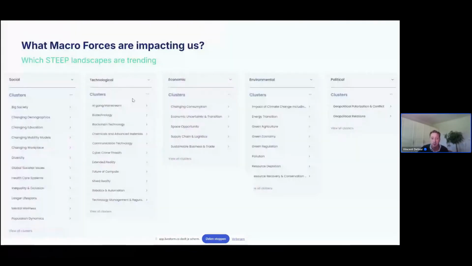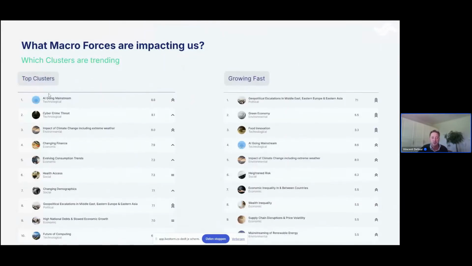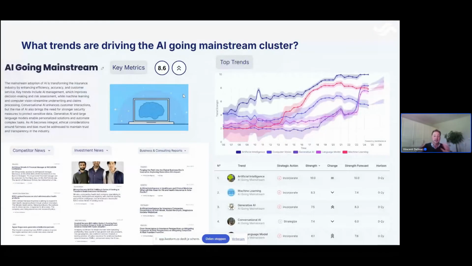We're monitoring all these macro forces impactful on insurance. We have a radar that is continuously scoring and assessing all these macro forces so that we have a pretty good idea which of these are showing considerable strength and which ones are growing fast. We can zoom in on which ones are really the top ones or the fastest growers. And then equally, we can zoom in onto a specific macro force even deeper, get all the insights we need.